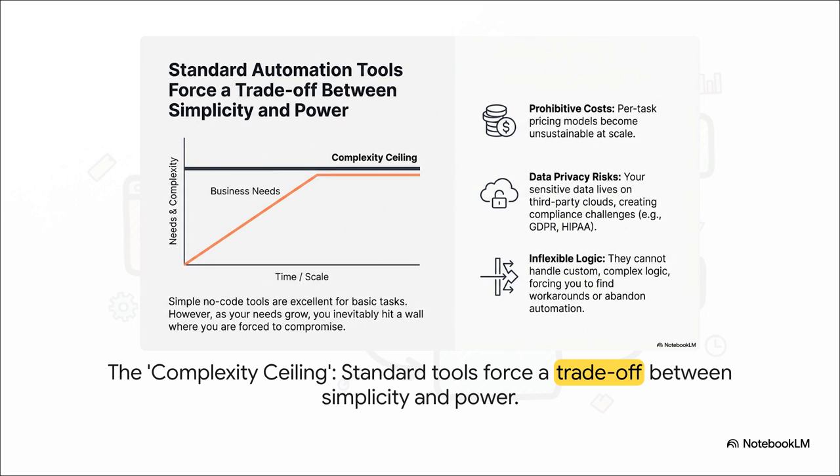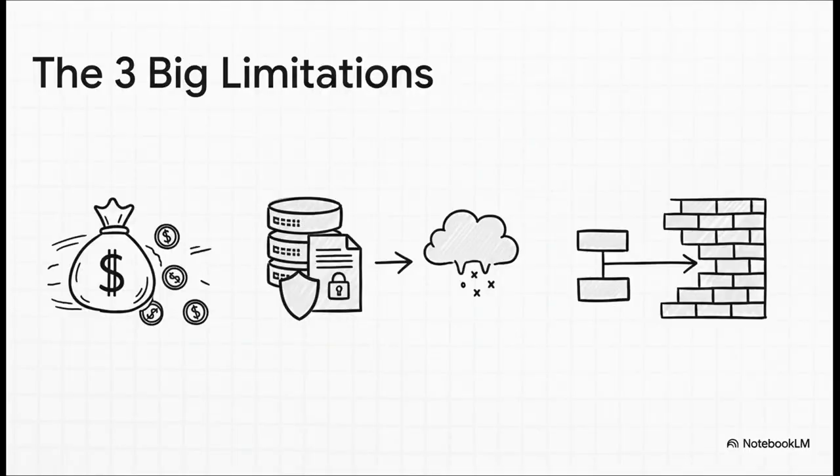This visual just nails it, doesn't it? As your business needs get more complex, your tool's capabilities just flatline. You're stuck. You're forced to make a trade-off between what you want to do and what your tool lets you do. And that's where the real pain starts. So what does hitting that ceiling actually look like in the real world? Well, it usually boils down to three big problems.